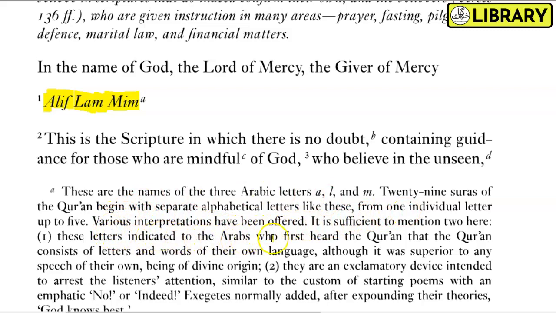These are indicated to the Arabs who first heard the Quran, and the Quran consists of letters and words of their own language, although they are superior to any speech of their own. Being of divine origin, they are an exclamatory device intended to arrest the listener's attention, similar to the custom of starting poems with an emphatic "no" or "indeed". Exegetes normally add after expounding their theories, God knows best, right? So no one knows what these words actually mean. They are just added at the start of the Quran.